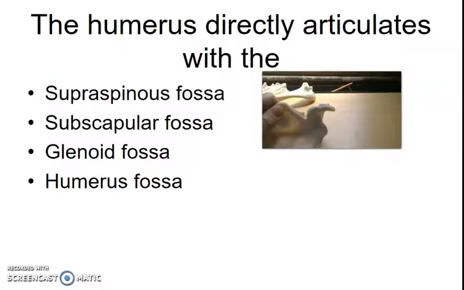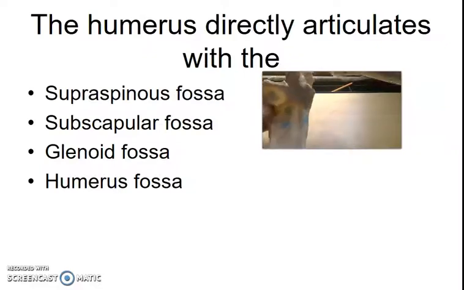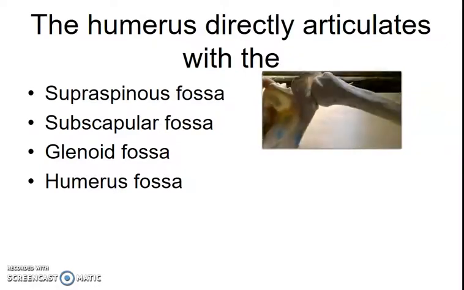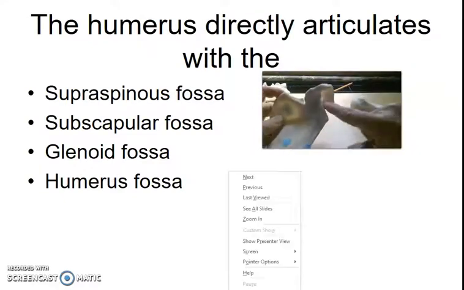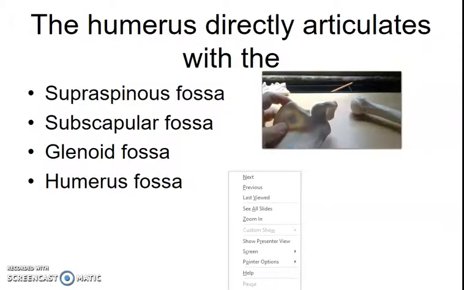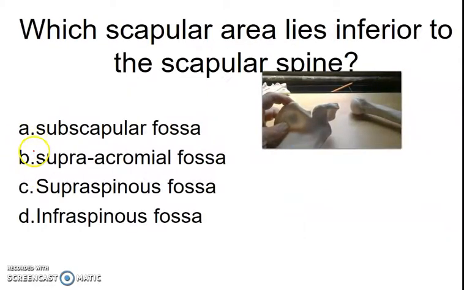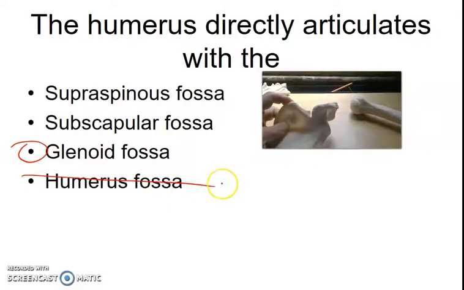The humerus articulates with what? Here's a bone that thinks it's funny. What does it fit on? No, it doesn't fit there. It fits right there. Left arm in, left arm out. And that is the glenoid fossa. So that is that one. Right there. There is no humeral fossa.